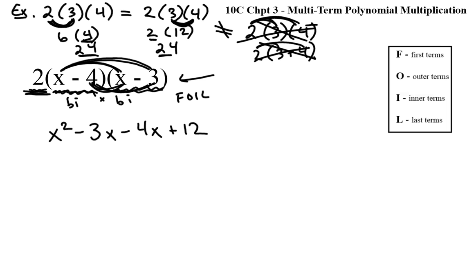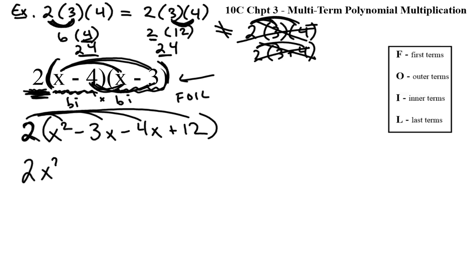But don't forget we have this 2 out front. That still has to multiply. I multiplied the first 2 factors, but now I have this other factor that needs to be multiplied, and it needs to distribute by every term, because this 2 needs to multiply by everything. So we get 2x squared minus 6x minus 8x plus 24.